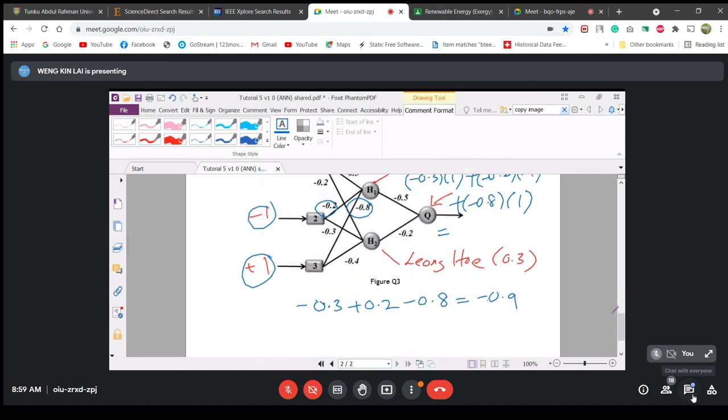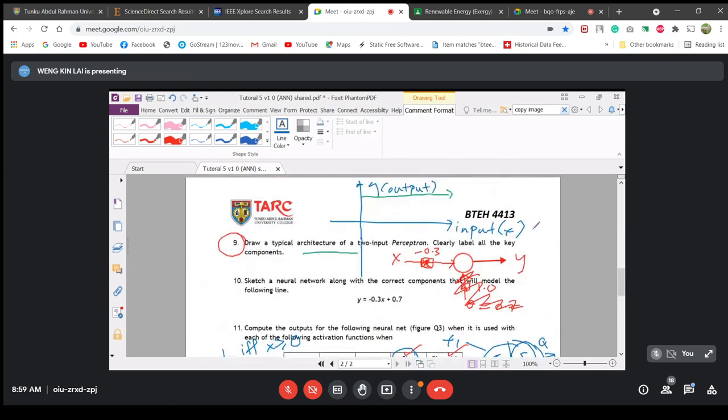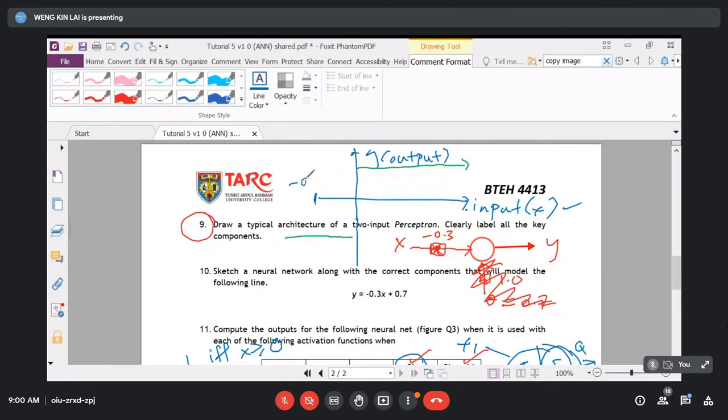Now, Heng Dong says it's actually minus 0.9, which is correct. You can see minus 0.3, minus 0.8, plus 0.2. It's actually minus 0.9. But we forgot this part over here. Now, if you have minus 0.9, where is it? This is the input, and minus 0.9 is somewhere here. If this is my input, minus 0.9 over here, what is my output, Mei-Lin?